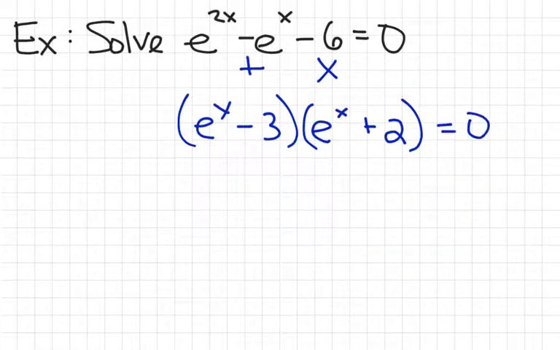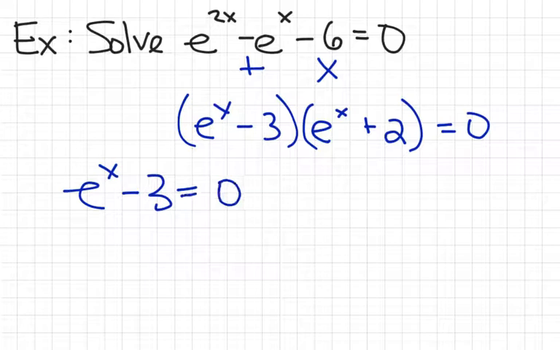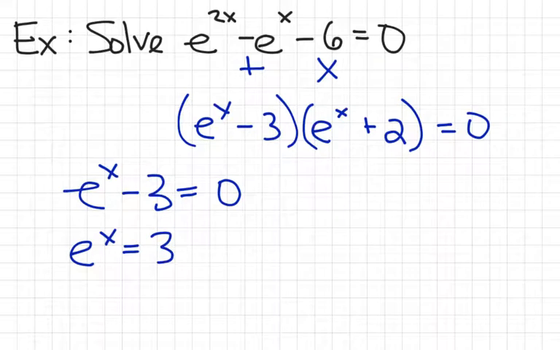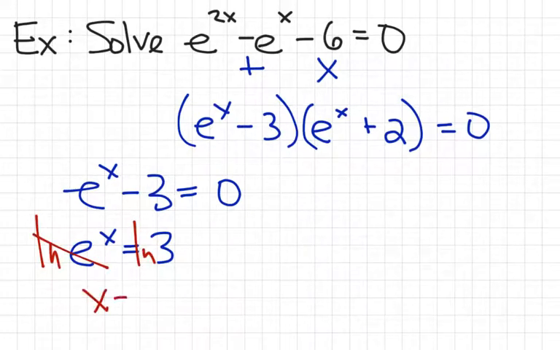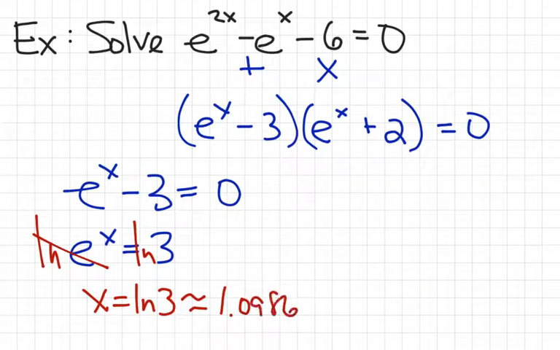What ends up happening is we use the zero product property to set up two equations. So the first equation is e to the x minus 3 equals 0, so e to the x equals 3. You take the natural log of both sides, and when you do that, this cancels. You're left with x is equal to the natural log of 3, which is approximately 1.0986.